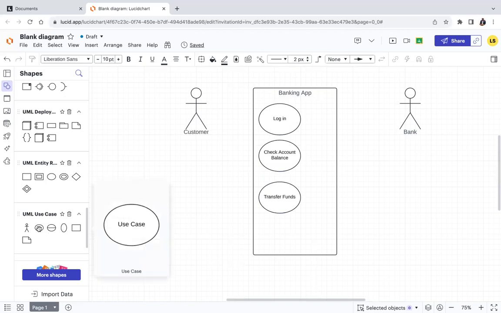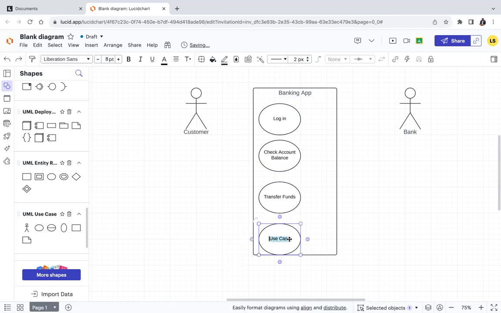Maybe we can also say we need people to use our application to make bill payments, or we can call this make payments. People can use our application to make payments to their bills.